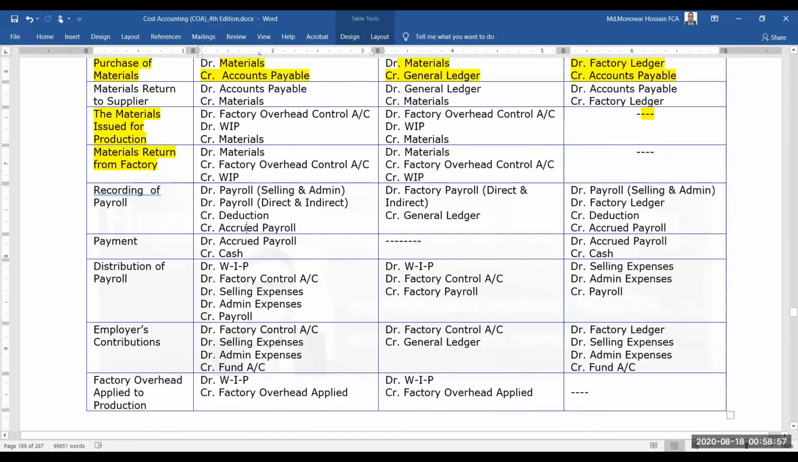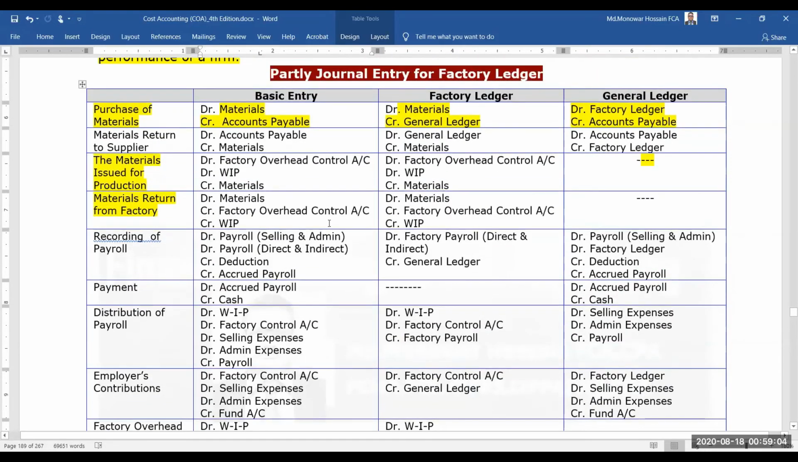And recording for payroll: payroll debit, deduction credit, accrued payroll credit. It is the basic journal entry. In the factory ledger, it is factory payroll debit, general journal credit. In the general journal, payroll debit, factory ledger debit. This payroll is selling and administration, but factory is direct and indirect factory cost here.